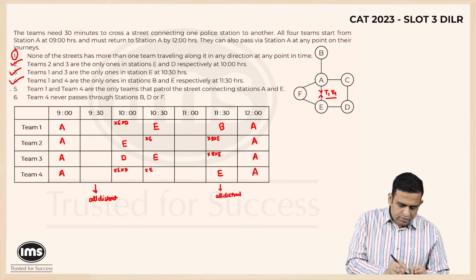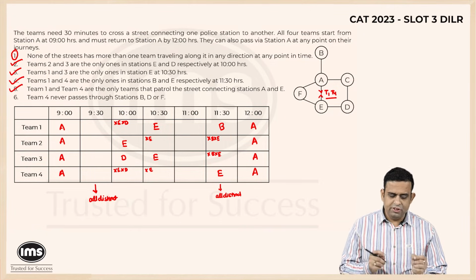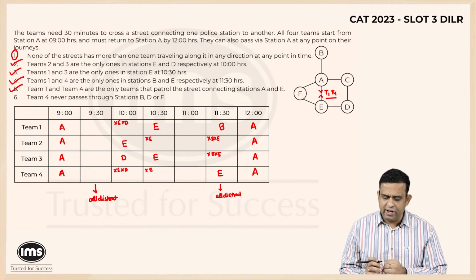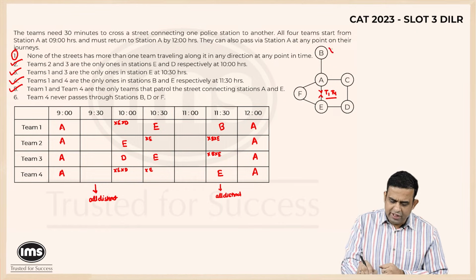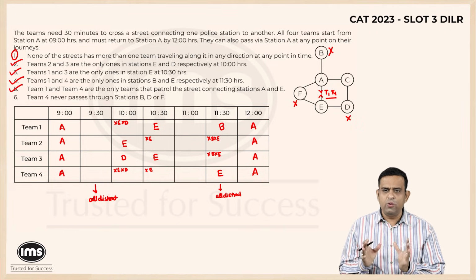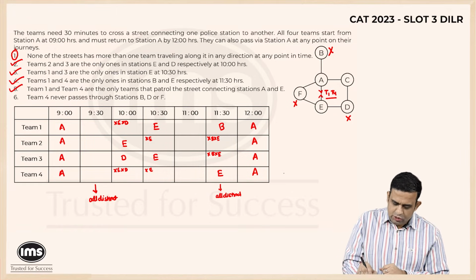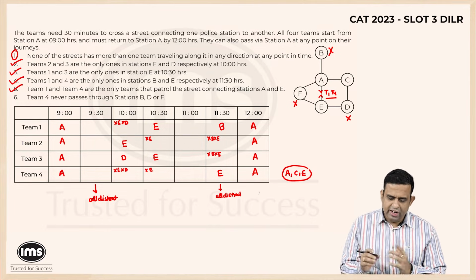Then point number 6, which is very important: team number 4 never passes through B, D or F. So if they never reach B, D or F, that means the stations where they can be can only be C or E. So it has to be C or E over here. It cannot be B, D or F.